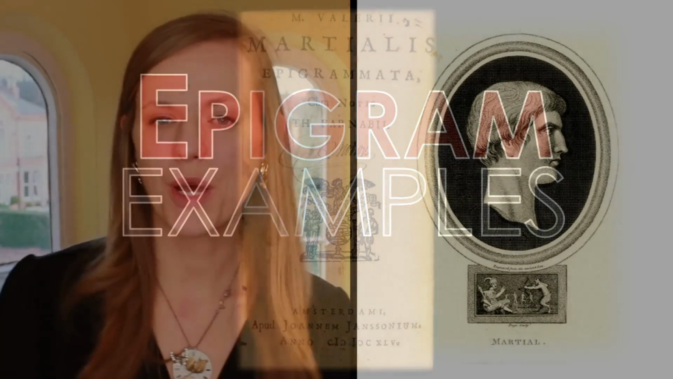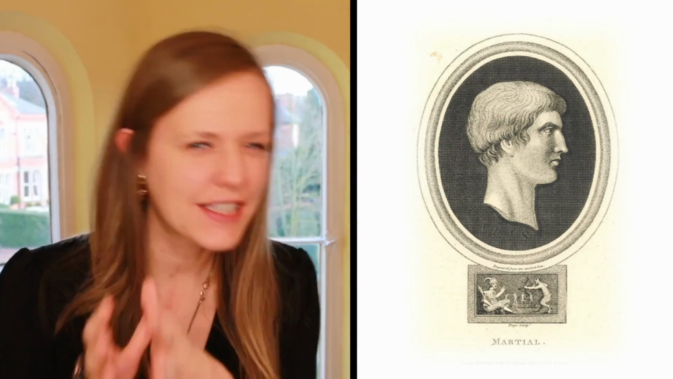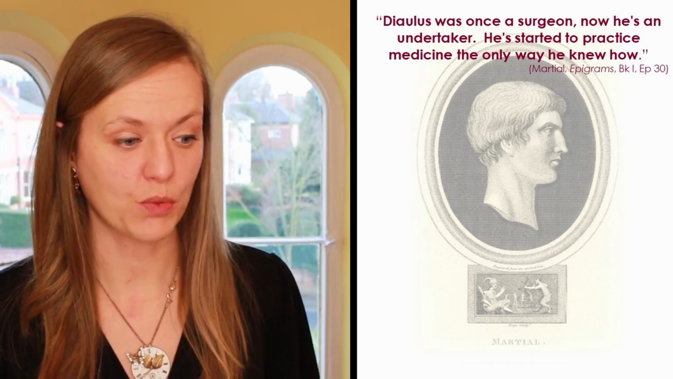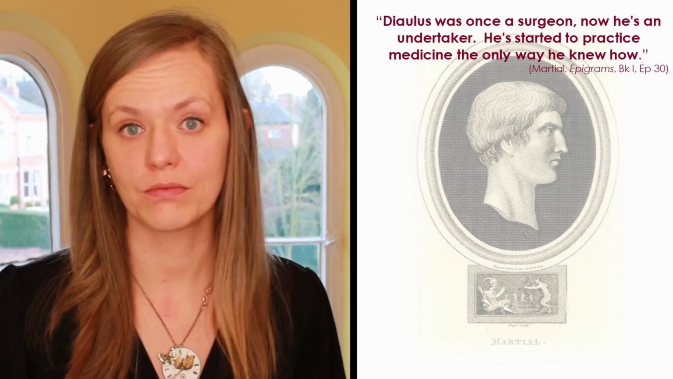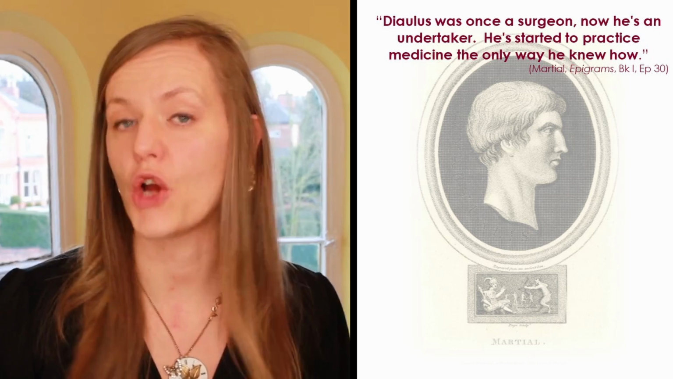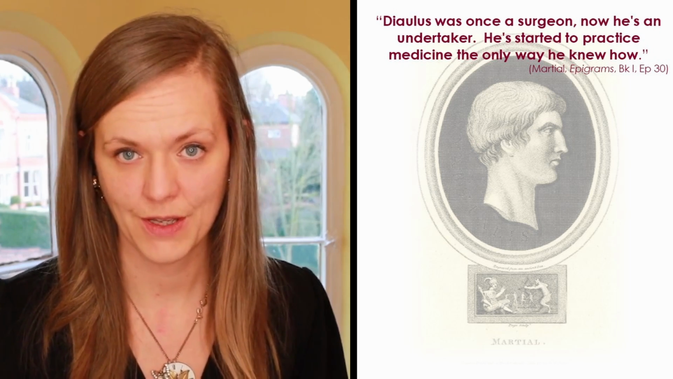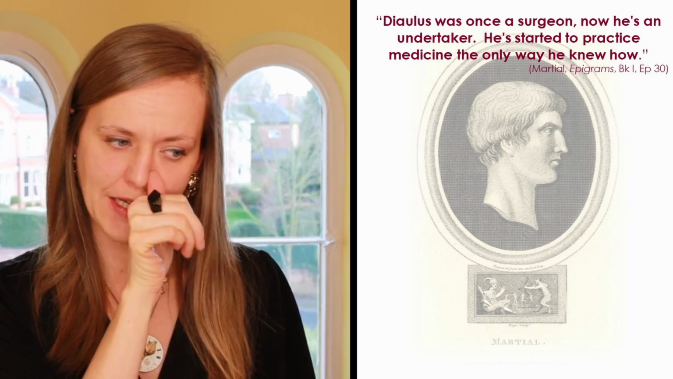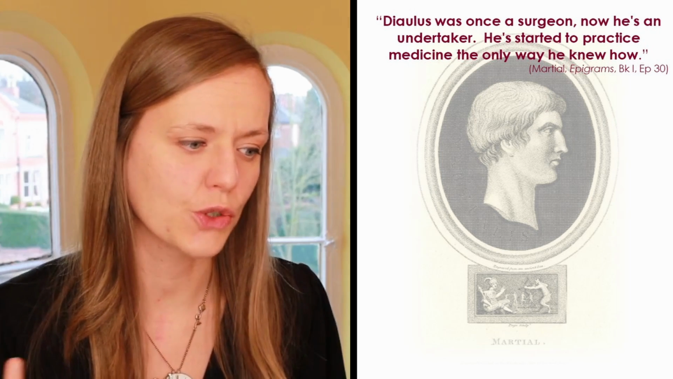So the Roman poet Martial, who I have already mentioned, specialised in sting in the tail, caustic, acerbic epigrams. So for example, "Diaulus was once a surgeon. Now he's an undertaker. He started to practice medicine the only way he knew how." So you can see there's a kind of summary of a person's character in that epigram by Martial.